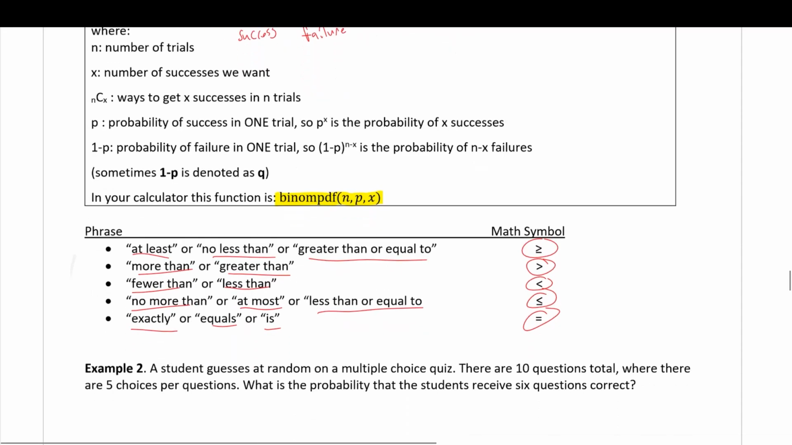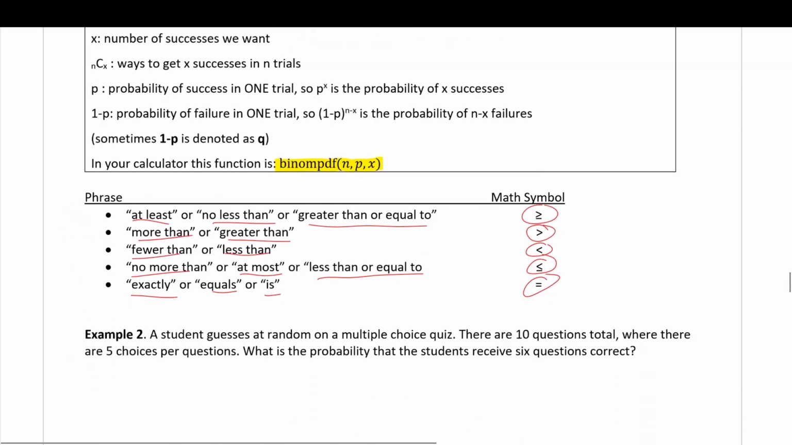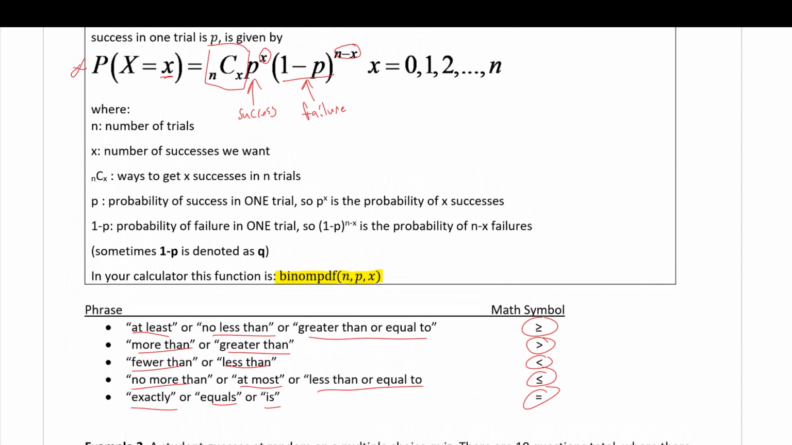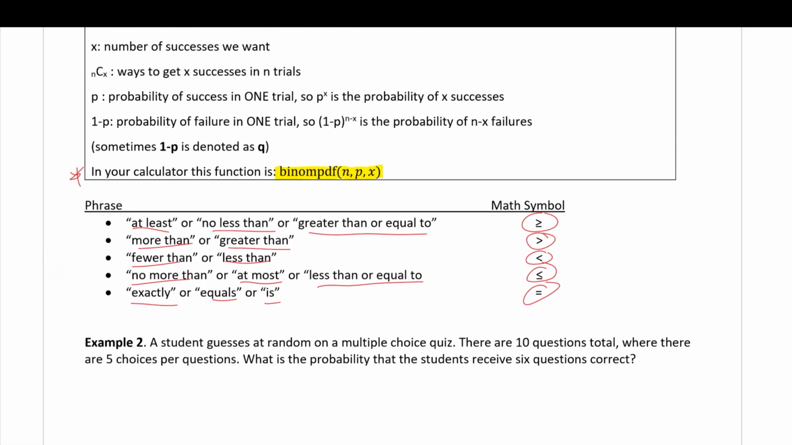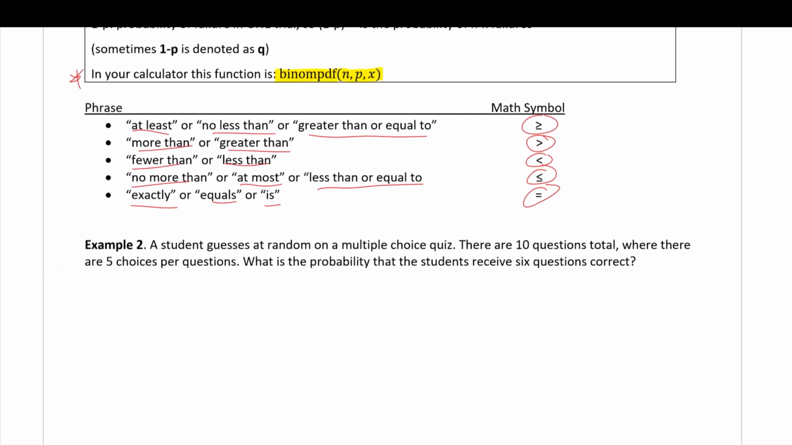Okay, so let's do an example here. I'm going to show you this in two ways, using this formula here, and then also using the calculator function, which will be the preferred method going forward. I'm just going to show you once with the formula. A student guesses at random on a multiple choice quiz. Okay. There are 10 questions total, where there are 5 choices per question. What is the probability that a student receives 6 questions correct?